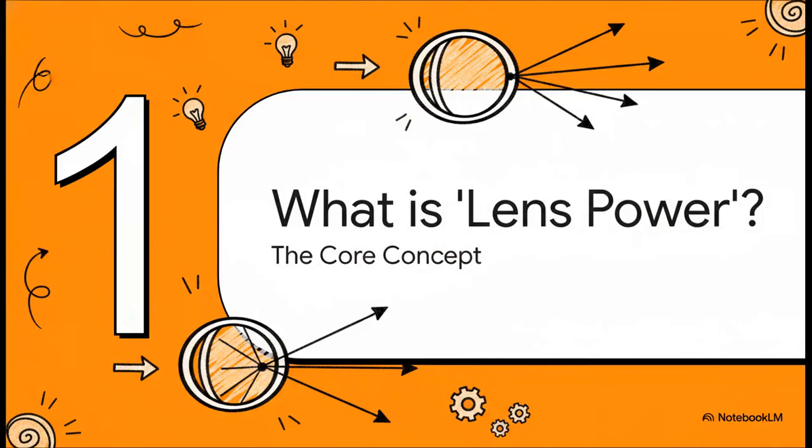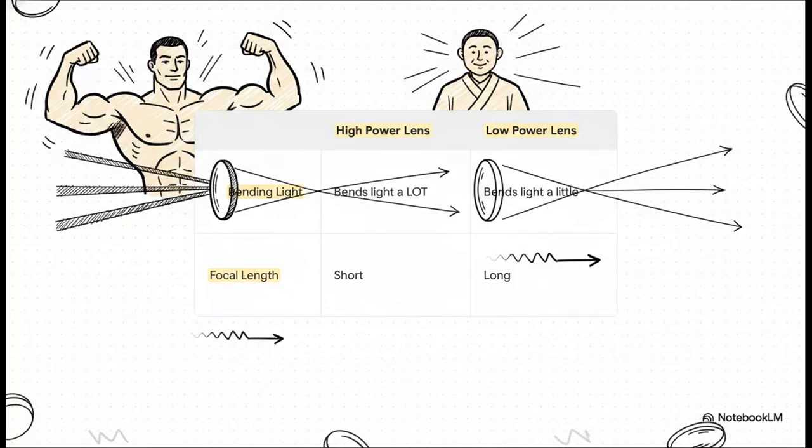All right, so first things first, what do we even mean when we say lens power? At its heart, it's a surprisingly simple idea. Think of a lens's power as its strength. A high-power lens is like a bodybuilder. It bends light rays a whole lot, focusing them really quickly, and because of that, it has a short focal length. On the other hand, a low-power lens is much more gentle. It just bends the light a little bit, which means it takes a lot longer to focus, giving it a long focal length.